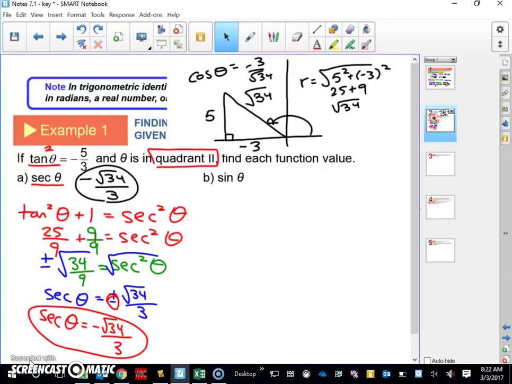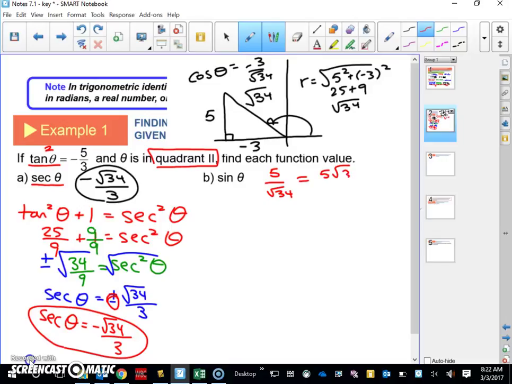In part B of this question, we want to find the value of sine theta. Again, if you look at the picture up at the top, we should be able to see sine theta, because sine is y over r. If you just rationalize that, that's your answer. We can tell by the picture really quickly that the answer is going to be this.